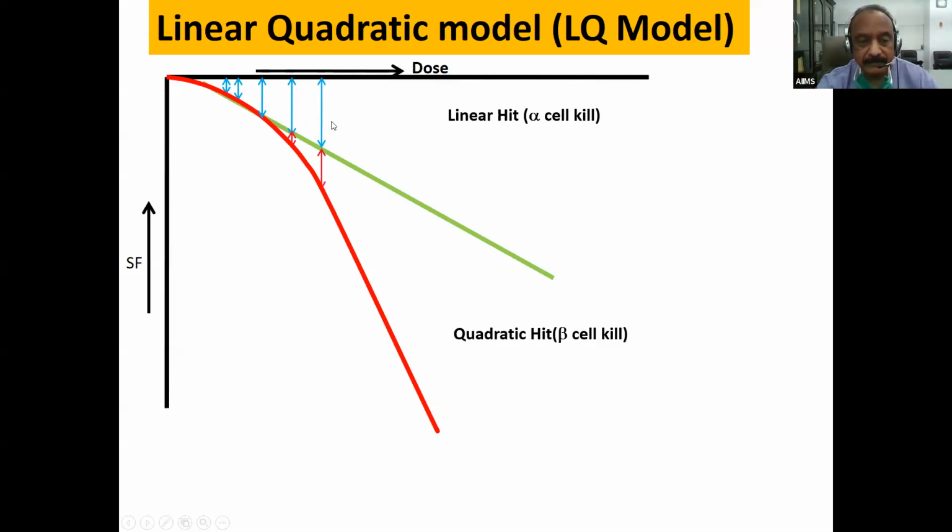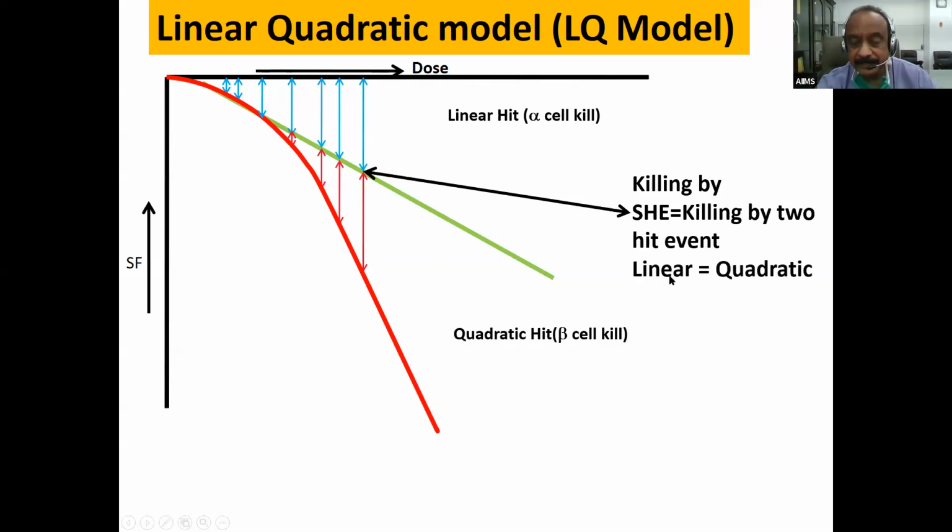When you further increase the dose, the contribution by beta keeps increasing. And at this dose, what are you observing? At this dose, the heights of the two arrows are exactly similar, which means that at this dose, the contribution by alpha kill is equal to the contribution by beta kill. So we can say that the contribution by linear kill is equal to the contribution by quadratic kill. Linear kill is alpha D, which will be equal to beta D square. Now bring beta on the left hand side of the equation, D on the right hand side of the equation. So alpha beta ratio is D.